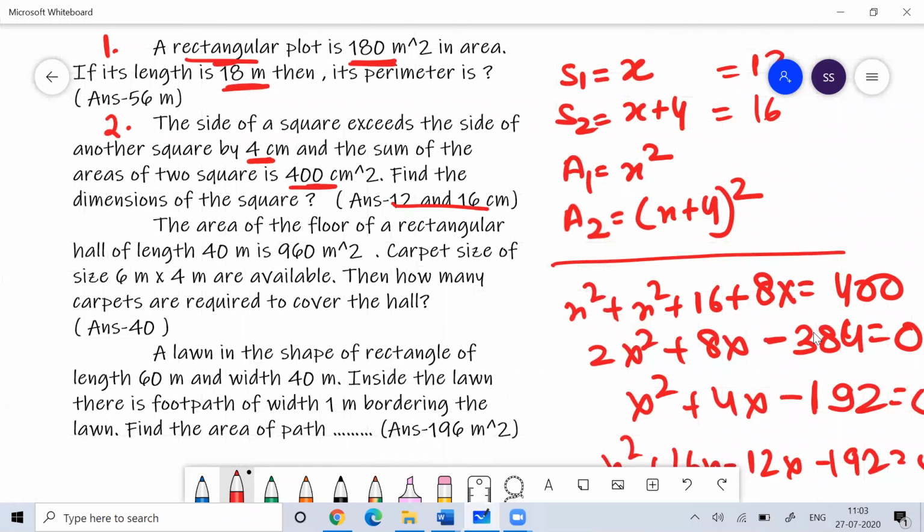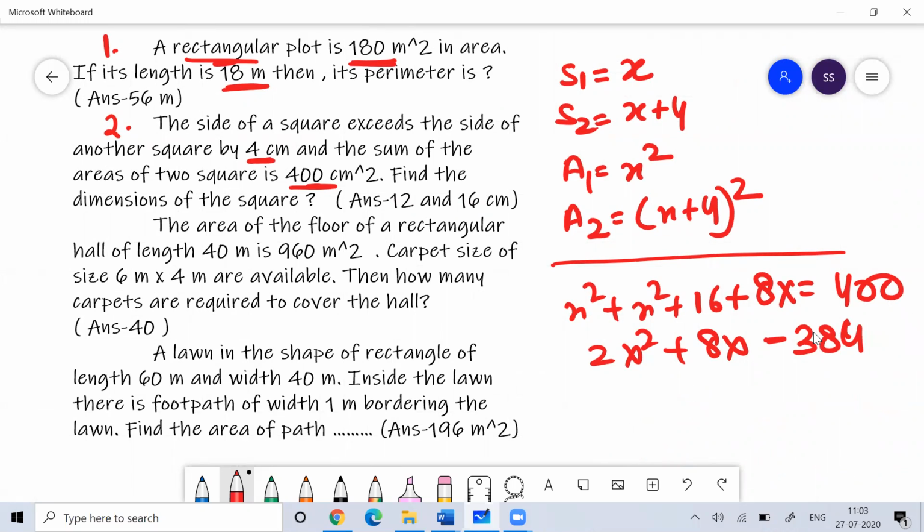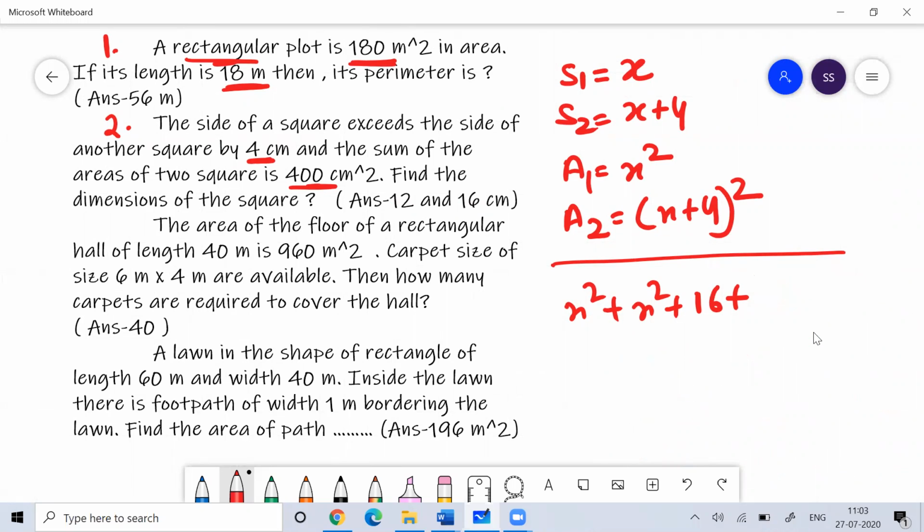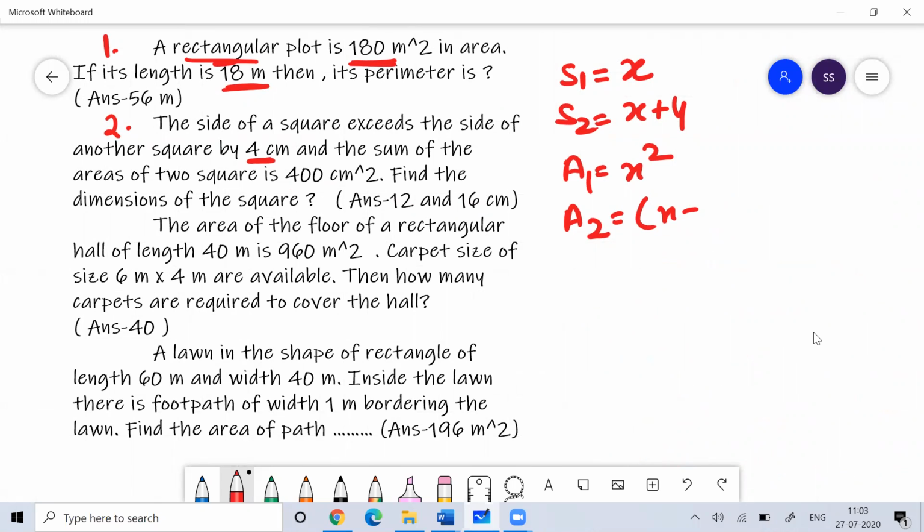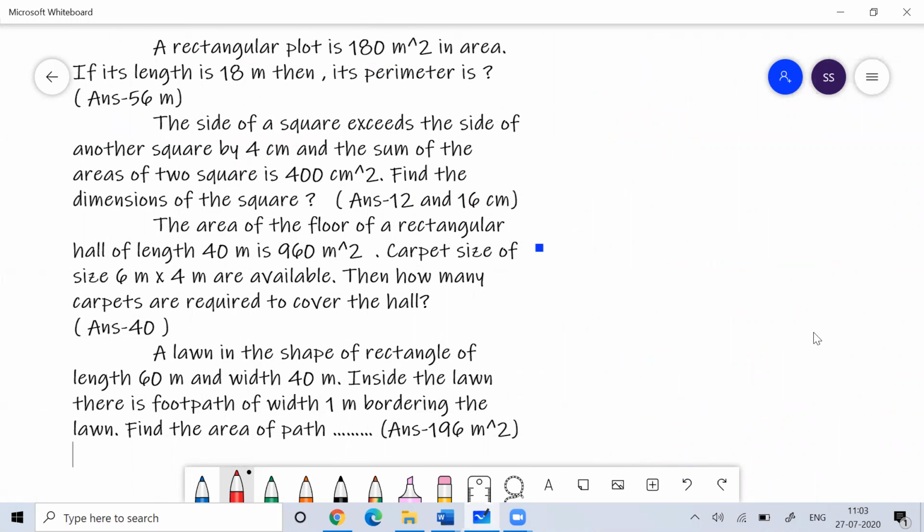Fine. Now you can see the third question. The area of the floor of a rectangular hall of length 40 meter is 960 meters square. So you know rectangle area is length into breadth. Length is 40. So the breadth would be how much? Breadth would be 24.